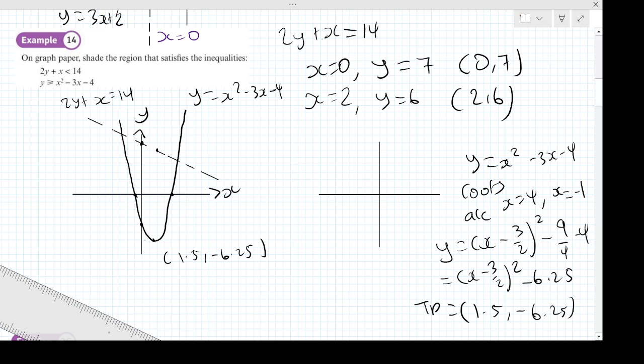Then we've got two graphs. Now we need to find the region, so we need to actually consider the inequality. So first of all, we want 2y plus x to be less than 14. So we want the region below the line.